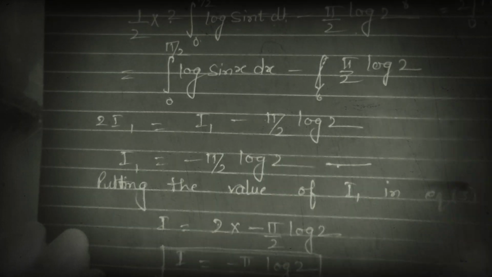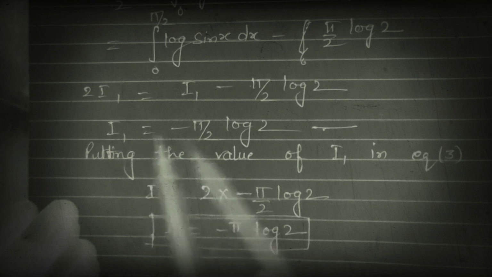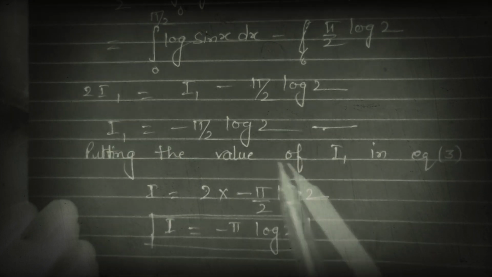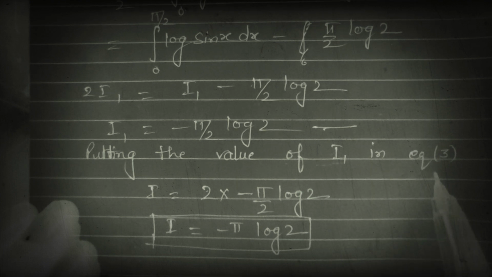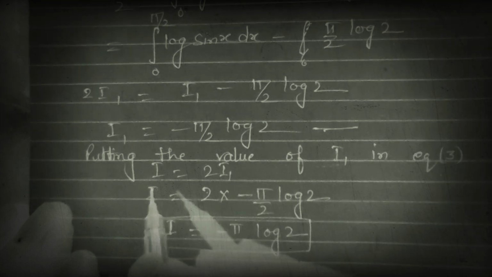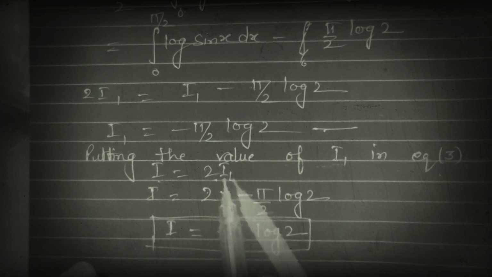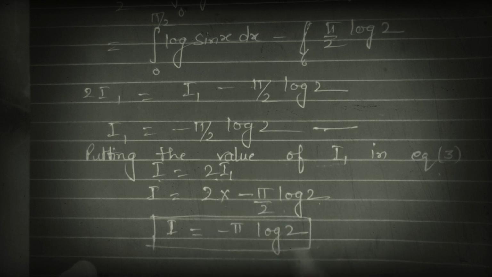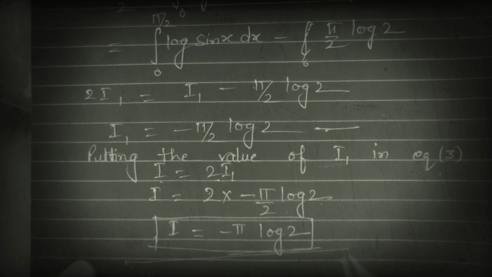I1 will go to the left hand side. It is 2I1 minus I1, equals minus π/2 log 2. So I1 value is this. We will put this I1 value in equation 3, because I was 2I1 there. The question was this. So we will put in place of I1 this, minus π/2 log 2. 2 cancels with 2. Answer is this. So I is equal to minus pi log 2.